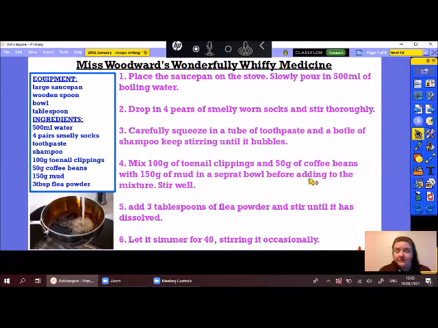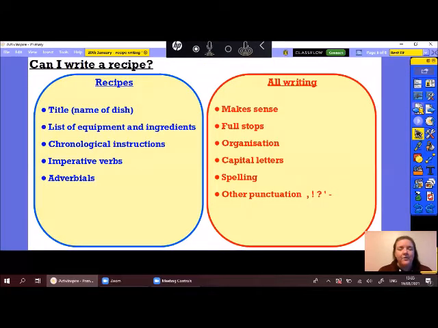Before adding the mixture, that's another when. Stir well, that's how. Okay, I've got good adverbials. You got yours? Brilliant. So that means now we can move over to the other list. So the list of things that we look for in every piece of writing that we do.